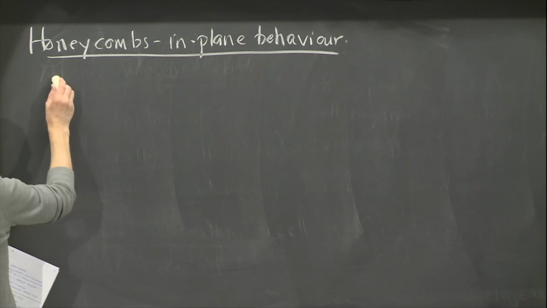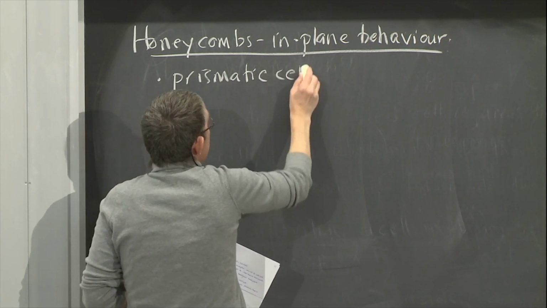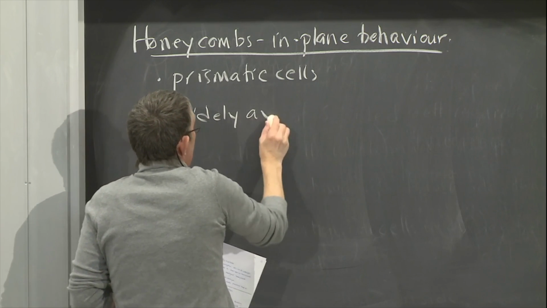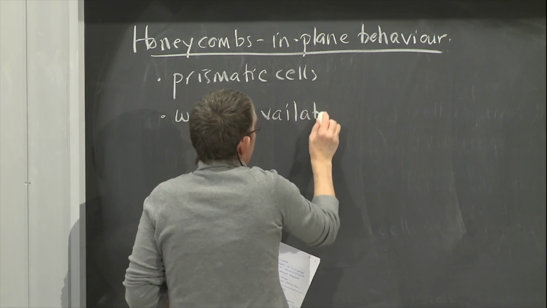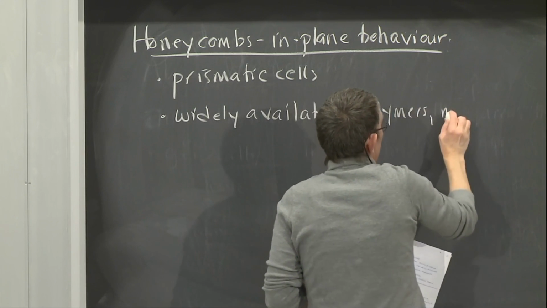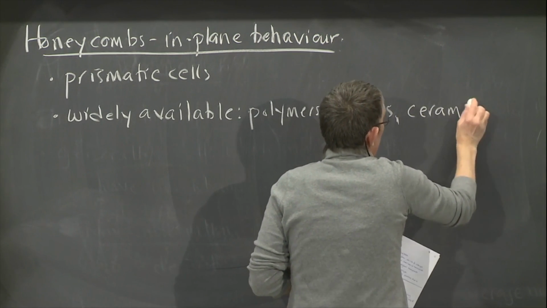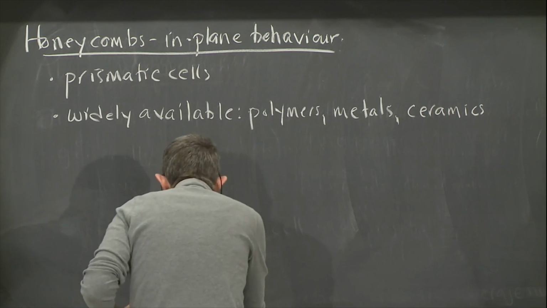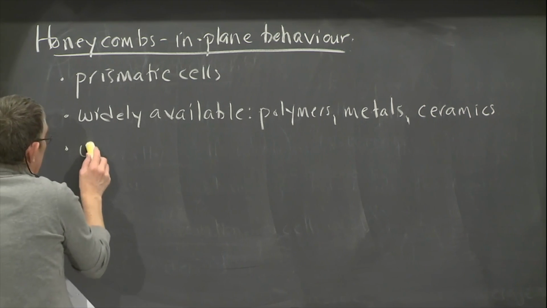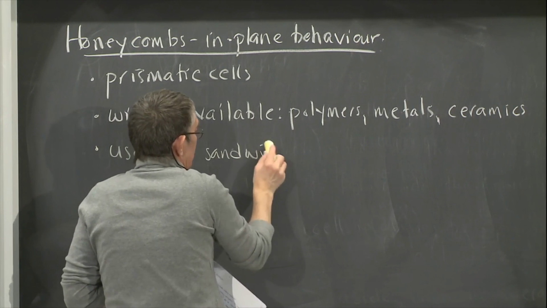Okay, so the honeycombs have these prismatic cells, and they're widely available in different materials. There's polymers, metals, ceramics. And they're used in a variety of applications. So one of the most common is to use them in sandwich panels.